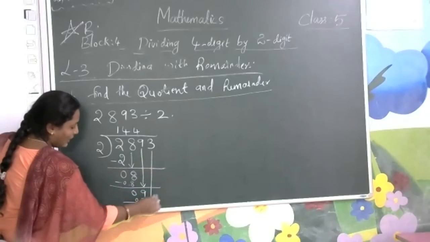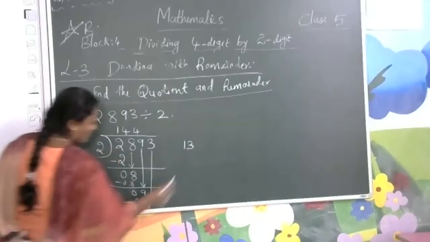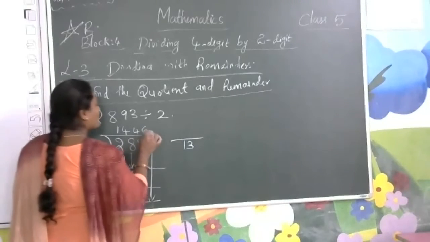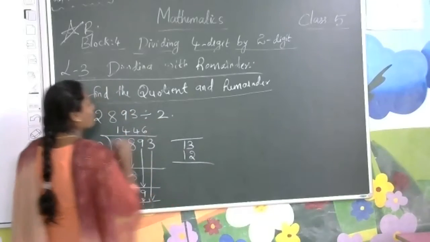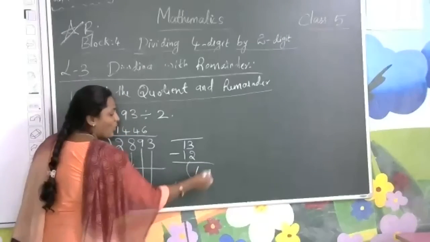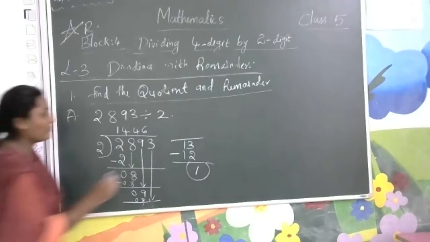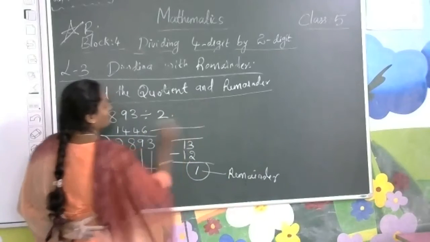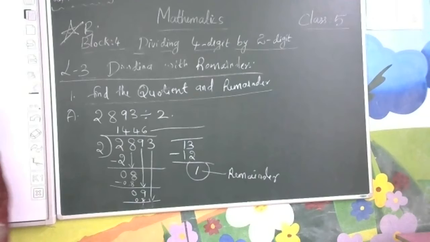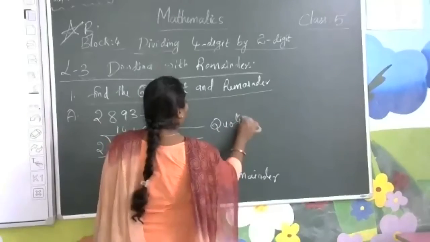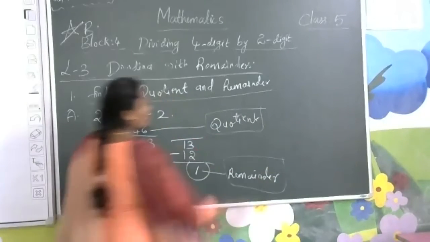1. So next 3 you will get in directly now. So 13. So you are writing here, see. Nearest line of 13 included. 2 6s are 12. So 3 minus 2. 1 and 0. 1. So 1 minus 0, obviously, 0. So what is the remainder? 1, ma'am. Remainder is 1. And what is the quotient? 1,446, ma'am. 1,446 is the quotient. So that's all about the problem.